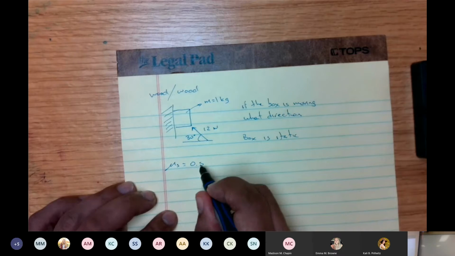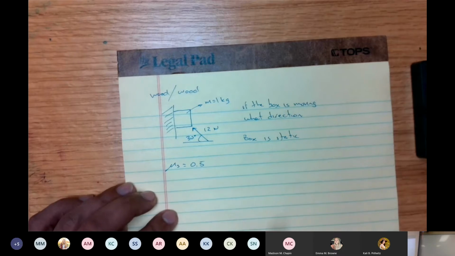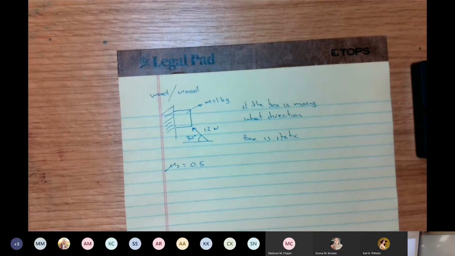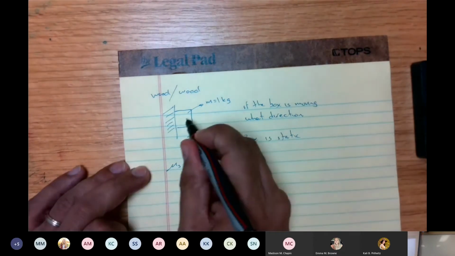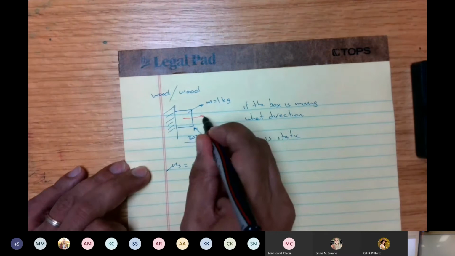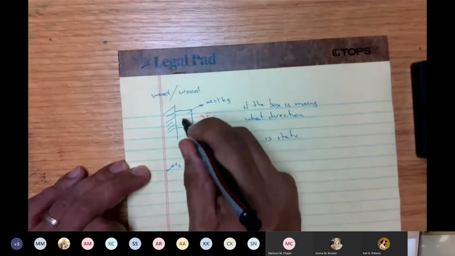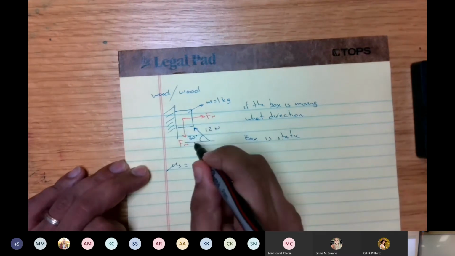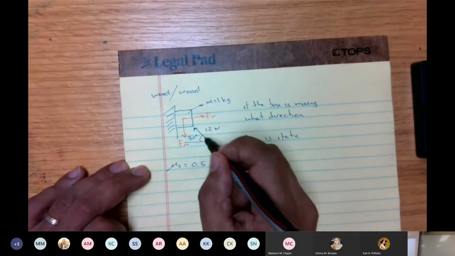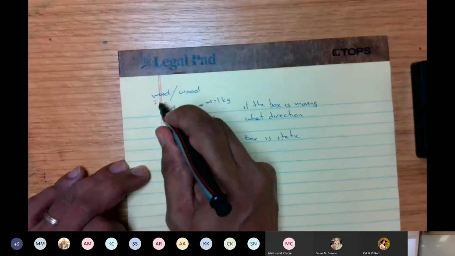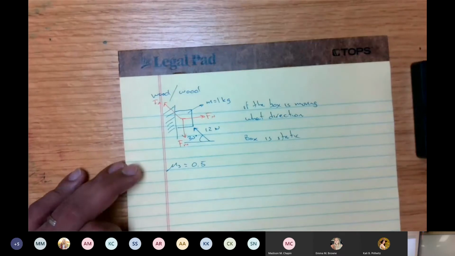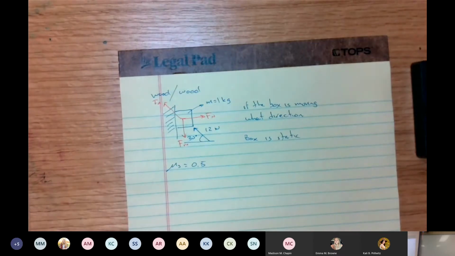Okay, so I'm gonna look at the free body diagram. I'm gonna look at the forces that I have, and I'm gonna have a normal force away from the wall. I'm gonna have the weight pulling down. I have this applied force that I'm gonna move over here. That's gonna be my applied force. And then I have friction. Now for friction, I have two choices.